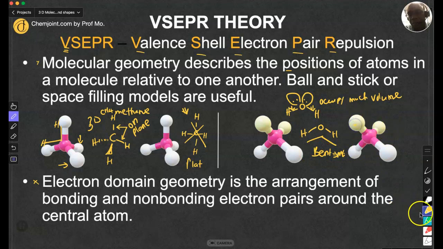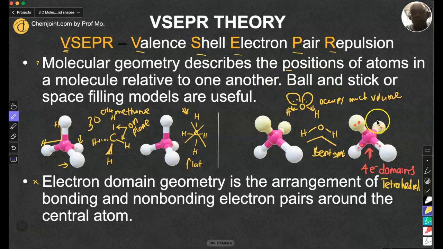In electronic geometry though, we consider the electron domains. Each lone pair is an electron domain. A single bond is an electron domain. A double bond is one electron domain. A triple bond is one electron domain. So around this oxygen, we have 4 electron domains. And for that reason, the molecule is said to have an electronic geometry that is tetrahedral.